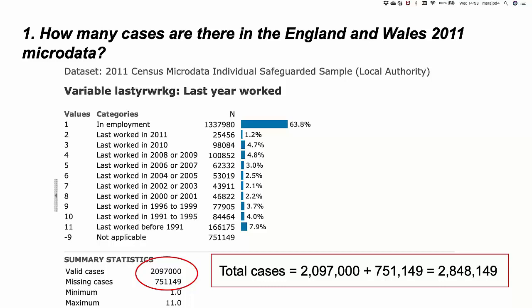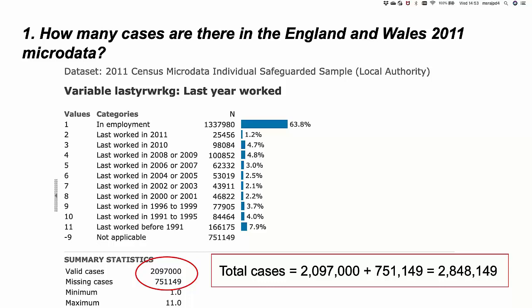So they weren't asked that question in the census, but they were part of the census and they are part of that microdata set. So even though they're missing cases for this variable, they are actually part of the total data set. So if we're looking at the total cases in this microdata set, we've actually got 2.8 million, so 2,848,149. So that was the answer I was looking for there.